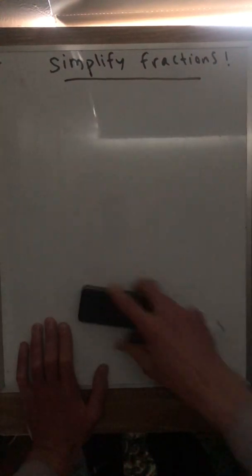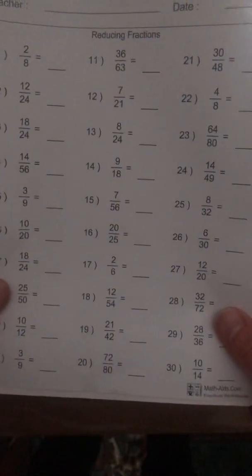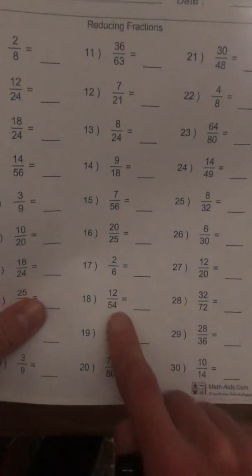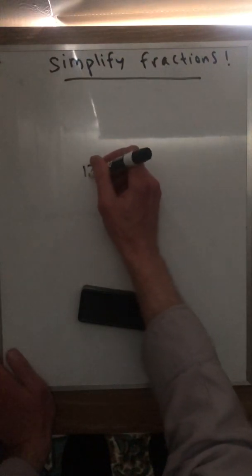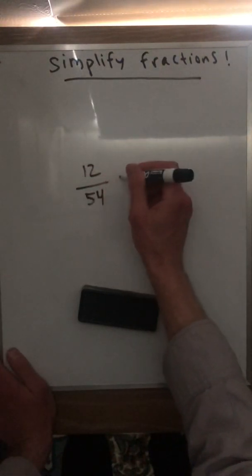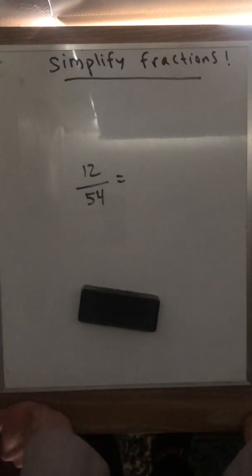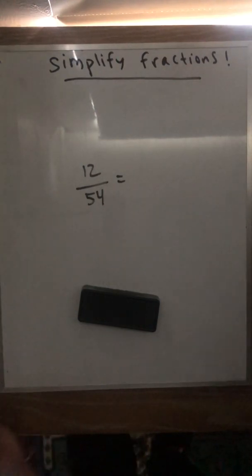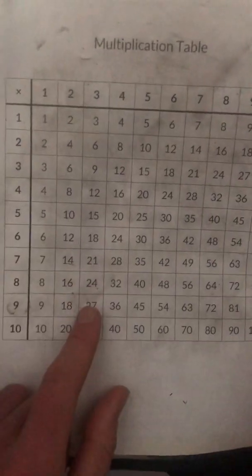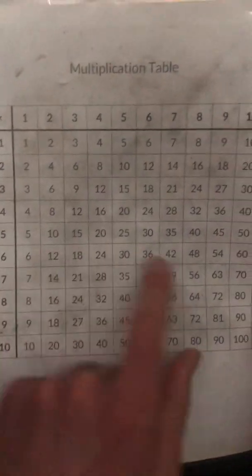Let's do another one. Let's try this 12/54, number 18. 12/54. Okay. So I know I could half both of them because they're both even. But I might use that new technique and see, does any number on my multiplication table go into both 12 and 54? So what I'm looking for is a number where I see 12 and 54 in the same row.